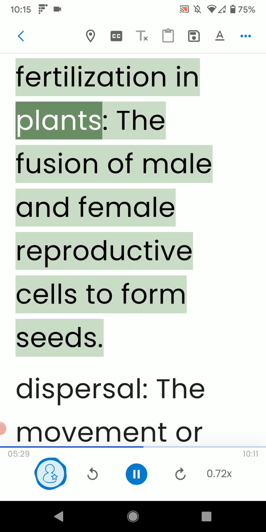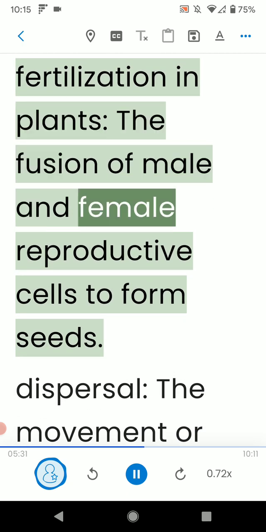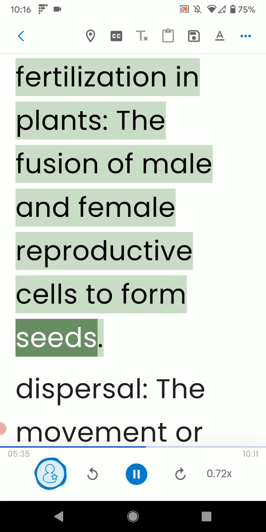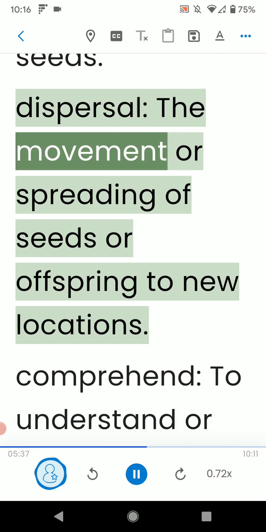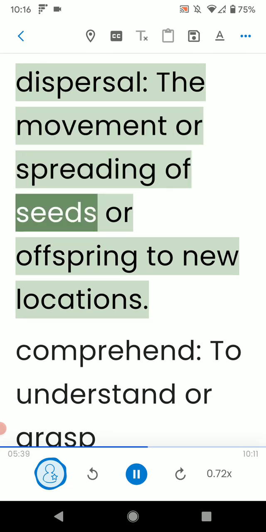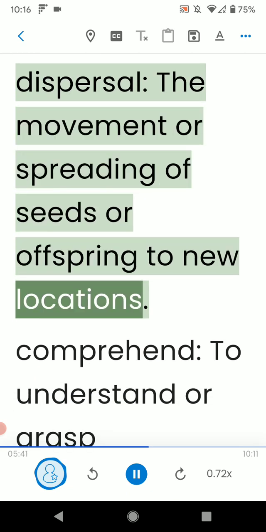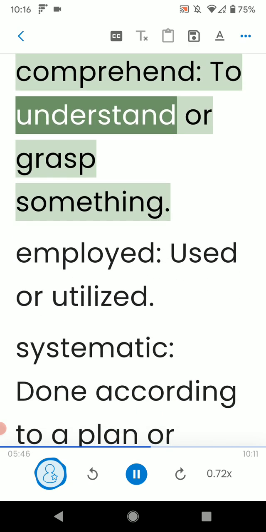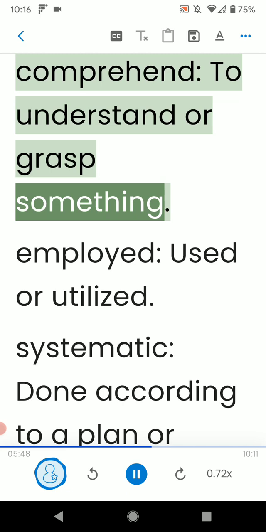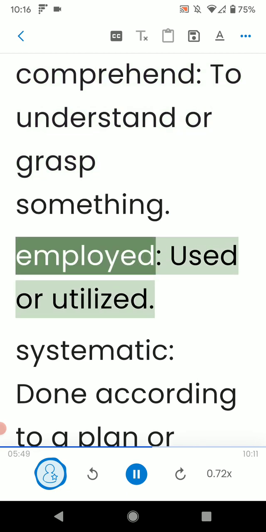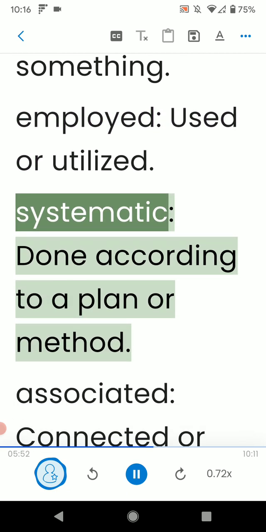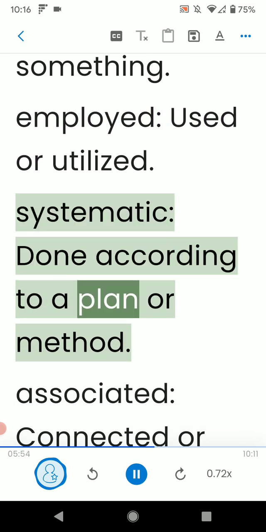Fertilization in plants, the fusion of male and female reproductive cells to form seeds. Dispersal, the movement or spreading of seeds or offspring to new locations. Comprehend, to understand or grasp something. Employed, used or utilized. Systematic, done according to a plan or method.